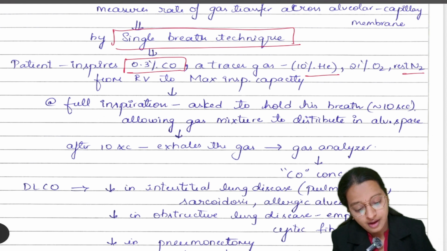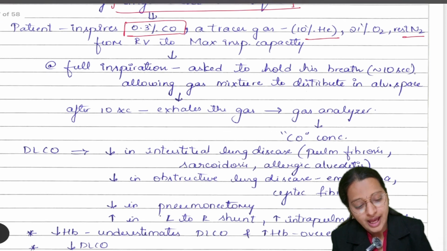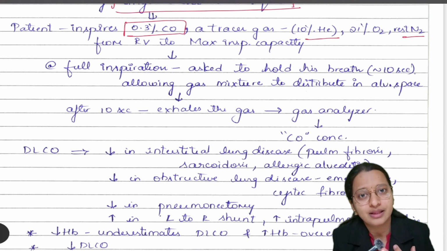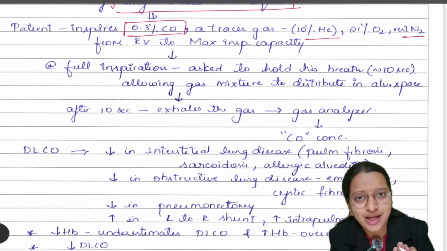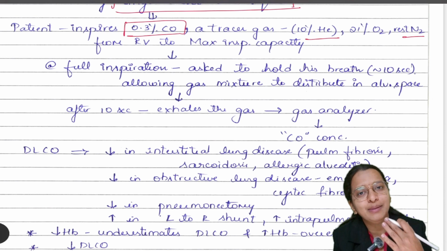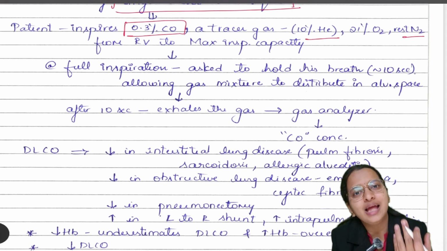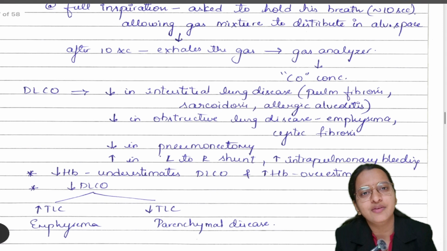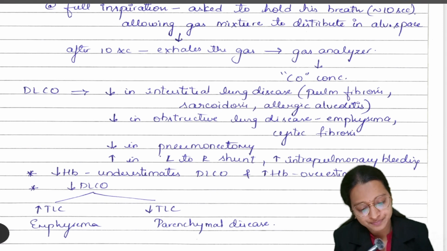Now, at full inspiration, the patient inspires. Now he has to hold the breath, which means he has to give some time for diffusion. So he'll be holding the breath. And now he'll exhale out. In that exhaled air, you'll calculate the amount of carbon monoxide. So that would give you your diffusion capacity.